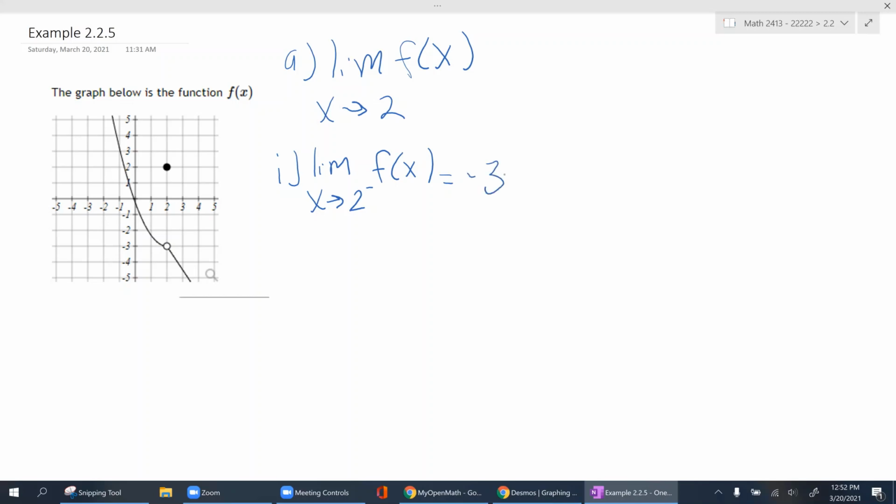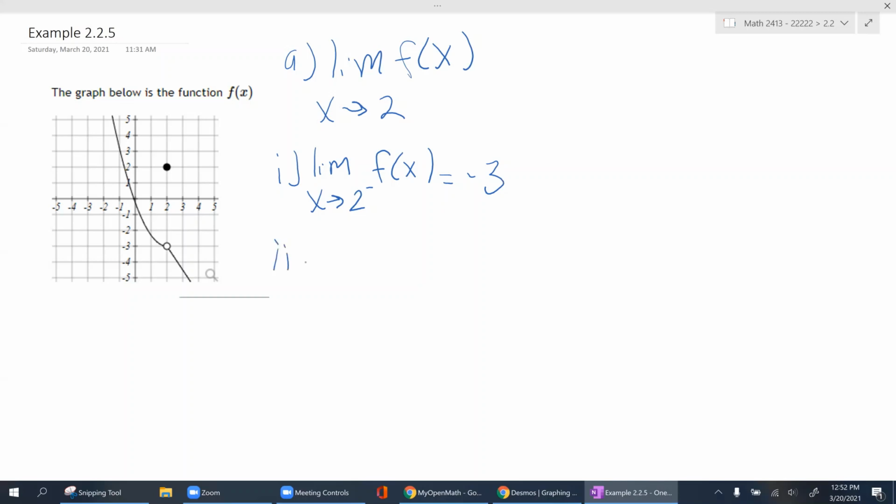And you might say, but there's an open circle there. Remember, I'm not asking for the function at a specific value. I just want to know what happens when I get very, very close to it. So whenever my x is 1.9 or 1.999 or 1.9999999, it approaches -3.